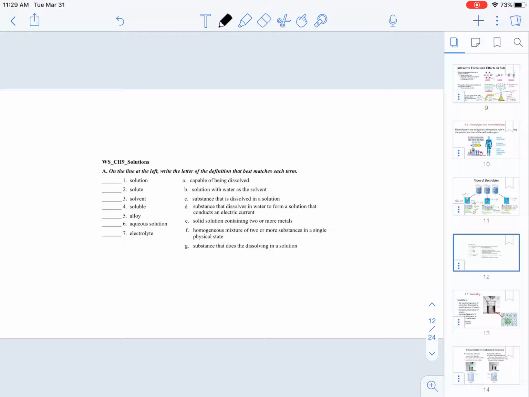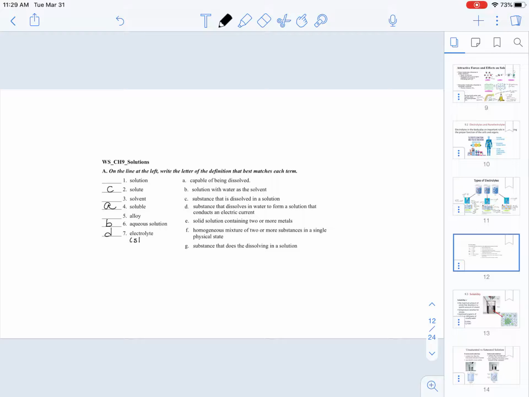Something that is capable of being dissolved is going to be soluble. So number 4 is A. A solution in water, where water is the solvent, is known as aqueous. So 6 is B. A substance that is dissolved in a solution, that means that is a solute. So that is number 2. A substance, so letter D, a substance that is dissolved in water to form a solution that conducts electric current, as you guys just observed, is called an electrolyte.